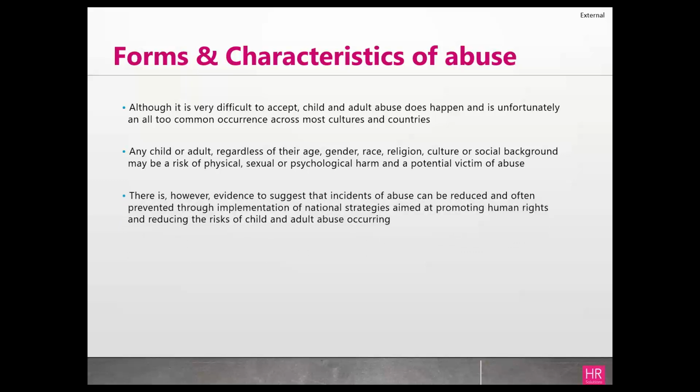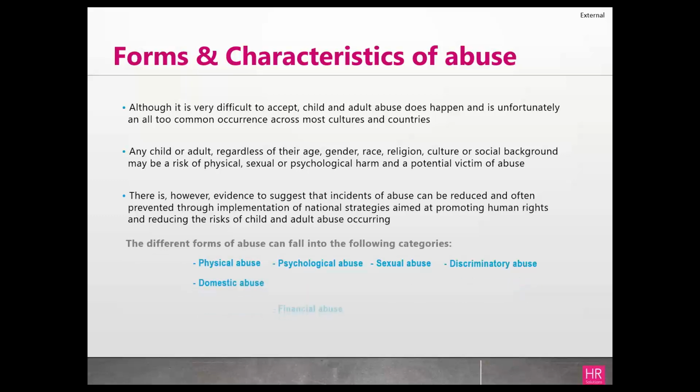There is, however, evidence to suggest that incidents of abuse can be reduced and often prevented through implementation of national strategies, and I'd go above and beyond that by saying your policies, procedures, training, information and awareness back in the workplace. And there's a number of different abuse categories. I'm going to flash them all up only because you might be surprised about how many there are.